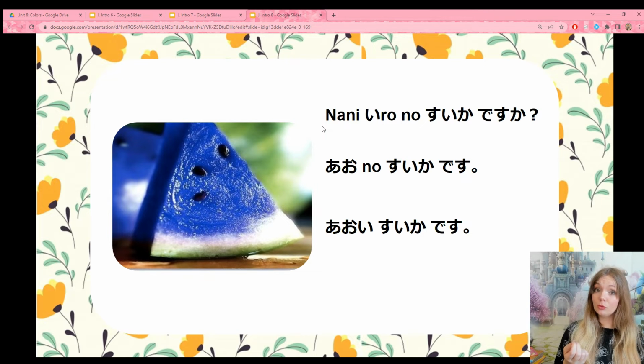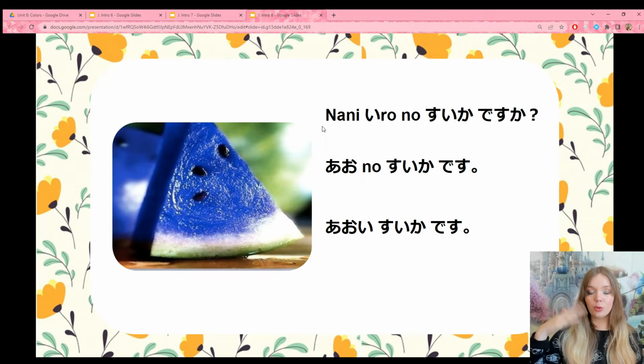This watermelon is not red, it's blue. Because blue has an adjective form, this one has two different ways that we can answer it. We can use it as a noun and say, ao no suika desu. Or we can change it to the adjective form and say, aoi suika desu. Right? Both of these are correct.